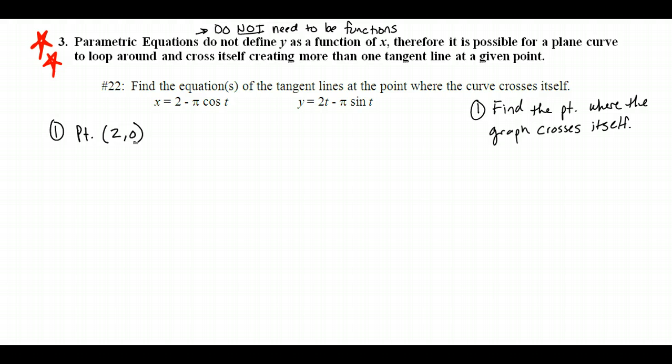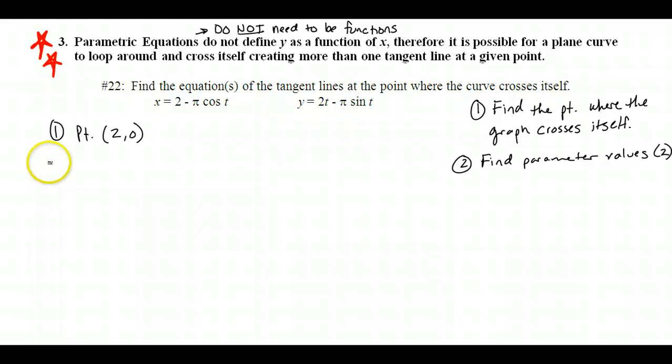Number 2, we need to find parameter values. Really there are two of them. If this is our point, what does this mean for our parameter? Find the parameter values. You're looking for two of them because we said it crosses itself. When our parameter is at one value, we get the point (2, 0), and when our parameter is at another value, we also get the point (2, 0).